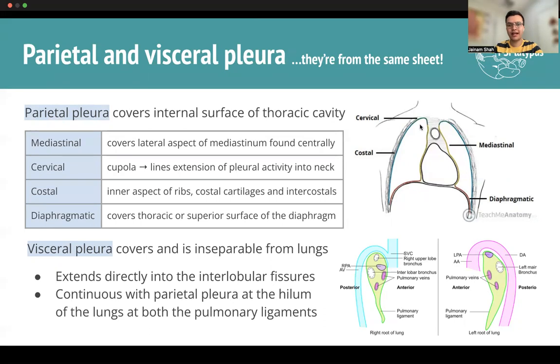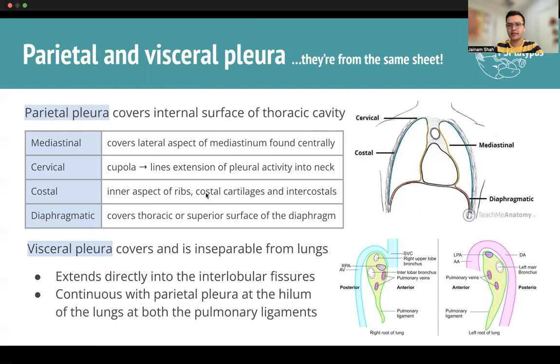It covers the lateral aspect of the mediastinum, meaning the space between the two lungs, and it's found centrally, as I said. The cervical part is also known as the cupola. It lines the extension of the pleural cavity, and it goes right up into the neck. And we'll see that this represents a vulnerable space for penetrating injuries.